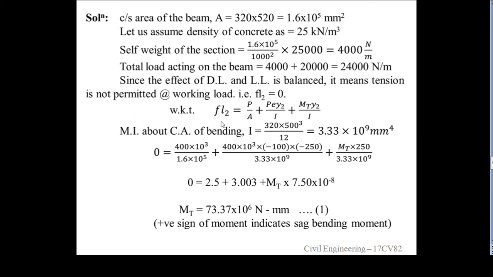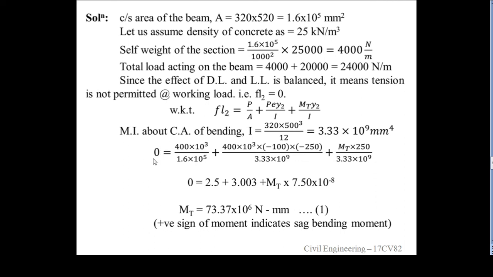We know that FL2, the bottom fiber stress, is equal to P by A plus P E Y2 divided by I plus MT Y2 divided by I. This is the bottom fiber stress equation. Then the moment of inertia about the neutral axis of bending, I, is equal to B D cube by 12, that is B equal to 320 into D equal to 500 cube divided by 12, that is 3.33 into 10 raised to 9 mm to the power of 4.